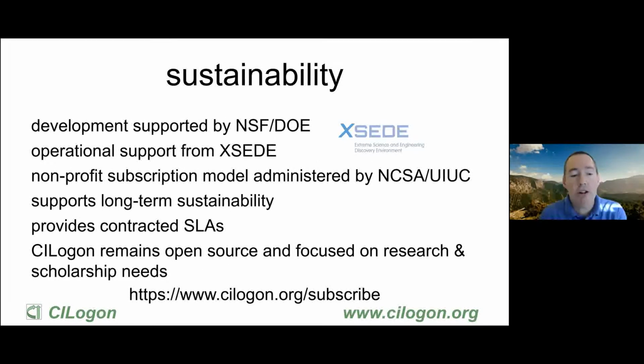So in terms of sustainability, CILogon was initially developed under funding from the US National Science Foundation and the Department of Energy. And we've transitioned from that initial grant funding to a nonprofit subscription model that's administered by the University of Illinois. And that includes a subscription that the AAF currently has with CILogon. And so that provides support for our long-term financial sustainability. It provides contracted service level agreements for the subscribers, and it enables us to remain open source and focused on the needs of research and scholarship collaborations.